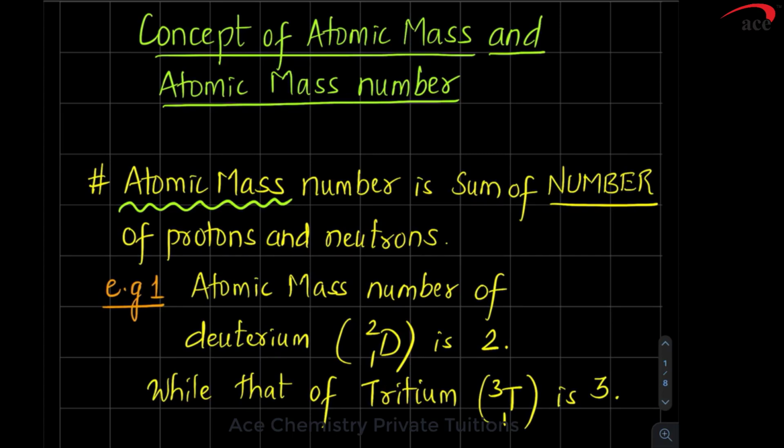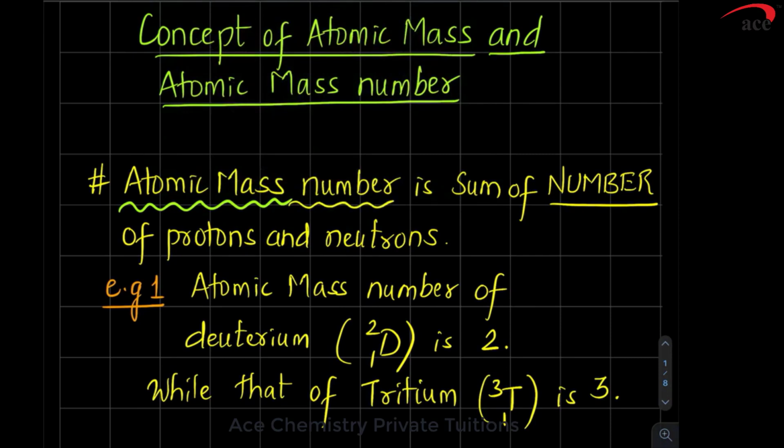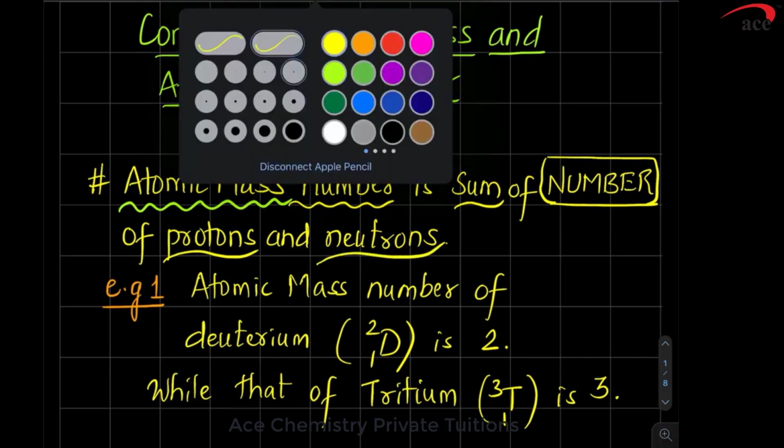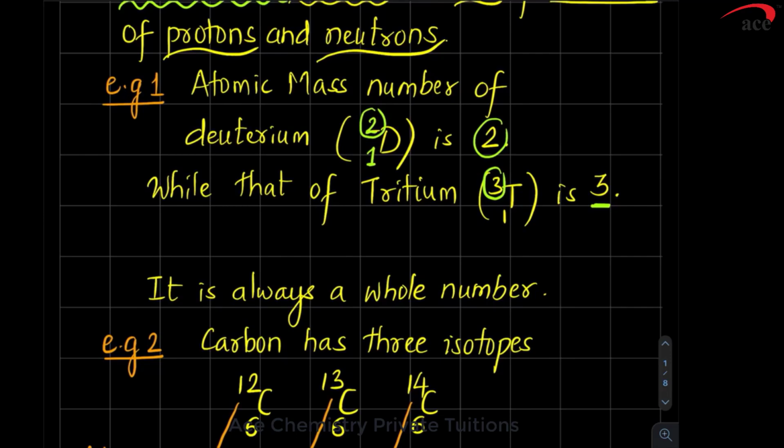So we come to a concept of atomic mass and atomic mass number. What is atomic mass number is the first question that everyone has in their mind. It is a number. Remember, it is a number. Actually, it is a sum of number of protons and neutrons. So if you check, in case of deuterium, the mass number is 2. You are aware. What is this 1? Atomic number. What is the 2? Mass number. For tritium, what is this 3? Yeah, it is atomic mass number.